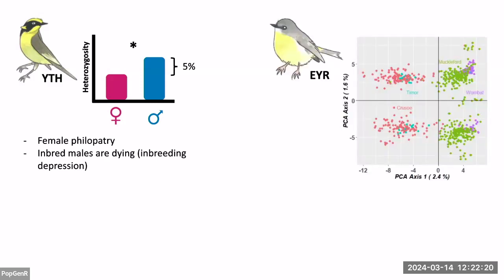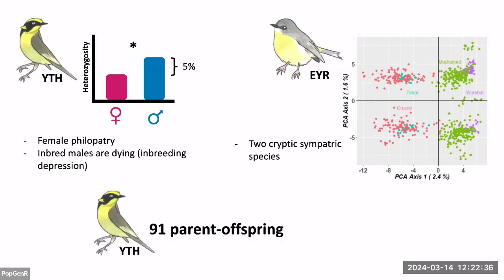We also found with the sloppily filtered data set that there was this division in 2 groups for each sampling location that we had, which maybe could have made us think of 2 cryptic sympatric species. And we also found 91 parent-offspring relationships, which could be used, and it's very common, in the calculation of extra pair paternity rates, or to guide captive breeding, or to guide translocations.